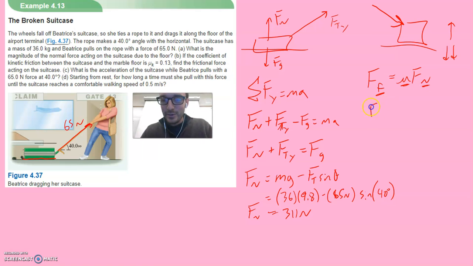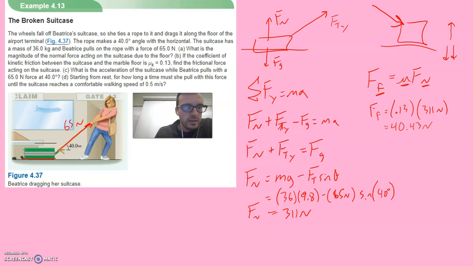It's great. And so we're going to do the force of friction equals mu 0.13 times the normal force, 311. And let's get a little magic going here. 311 times 0.13 is just going to be our, bam, 40.43 newtons. Part C, what's the acceleration of the suitcase while she pulls with a 65 Newton force?